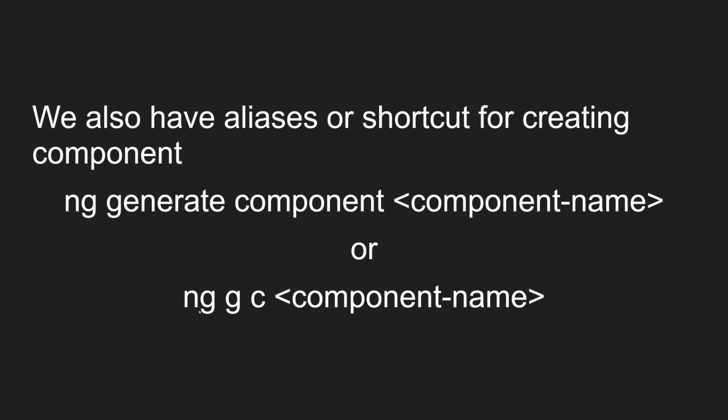For example, ng is common. For generate, you can mention it as g. For component, you can write it as c. And the component name is normally given. Instead of writing the command ng generate component name, you can also write the shorthand, something like ng g c, g for generate, c for component, and the component name. Okay, this is the shortcut for creating the component in Angular.